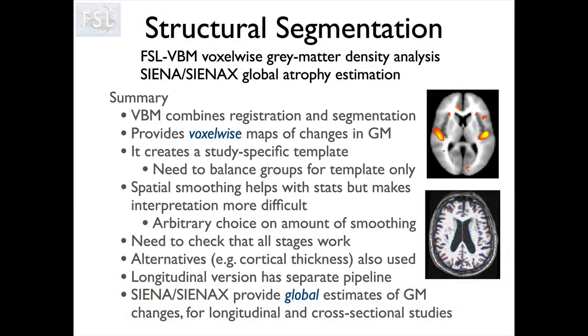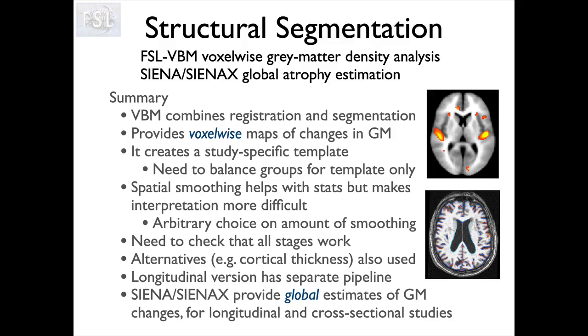So in summary, we've looked at two different tools for trying to look at changes in structural grey matter within the brain, looking at changes in the anatomy. Voxel-based morphometry combines registration and segmentation to give us voxel-wise maps of grey matter, or the local density, the local volume of the grey matter, because of that smoothing step. We create a study-specific template. We need to make sure that we're balanced between the groups so that we're not favouring one group over the other and we don't have any statistical bias associated with that.